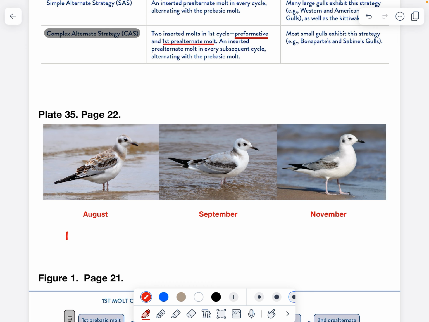We can call this first basic or juvenile, same thing. It has this cinnamon wash on the neck and on the head. The scapulars are a brownish cinnamon color. Shortly after fledging, a lot of them will start to replace scapulars, just as we find in some ringbills and herrings that have first pre-alternate molts. But this molt is not attributed to first pre-alternate. It's attributed to something called preformative molt.